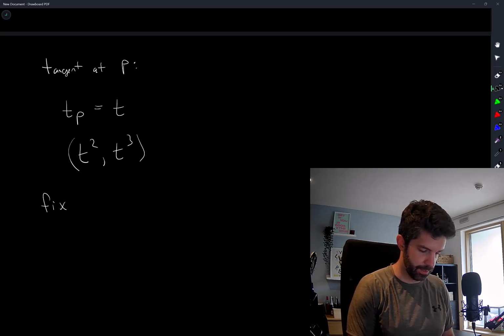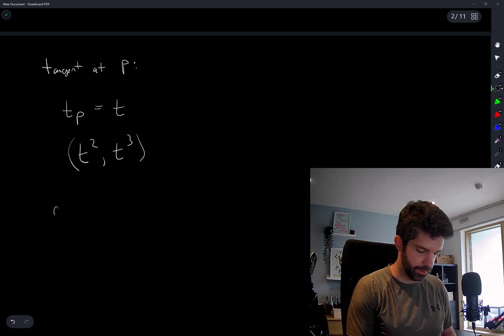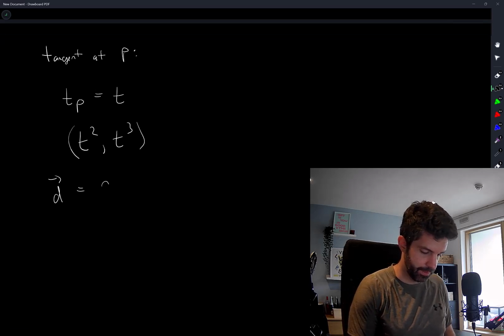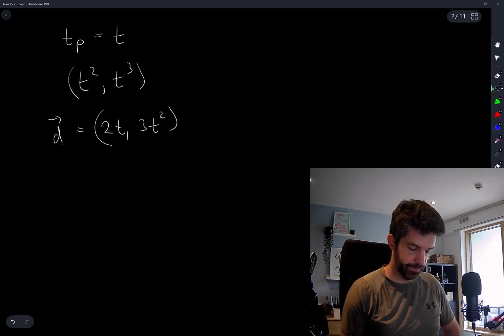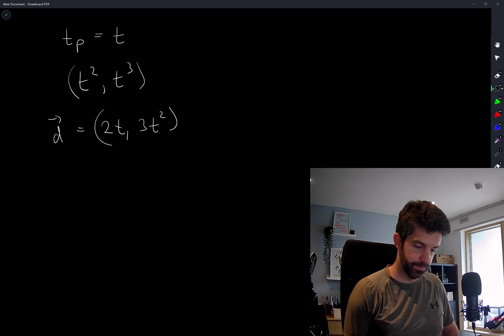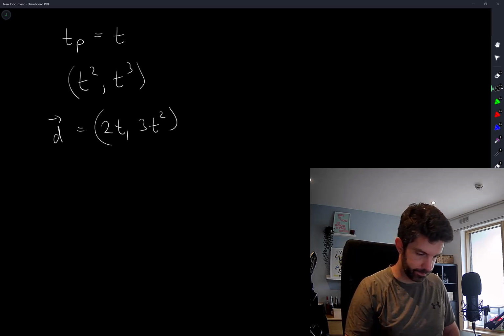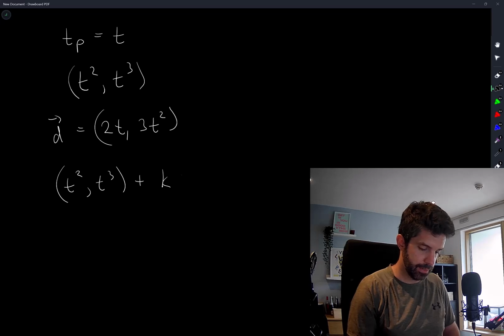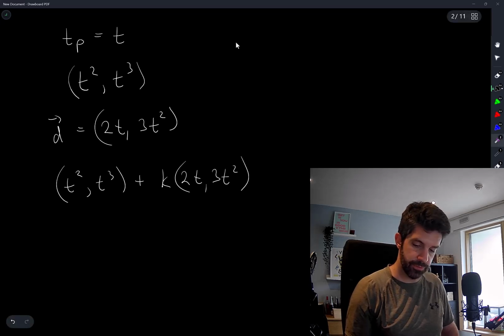So I'm going to think of, well, first, the direction vector is (2t, 3t squared). So then the line going through that point is given by (t squared, t cubed) plus k times (2t, 3t squared). So this is a vector representation of the tangent line.